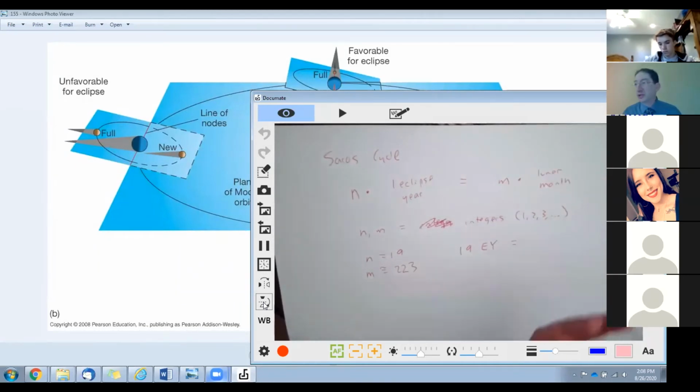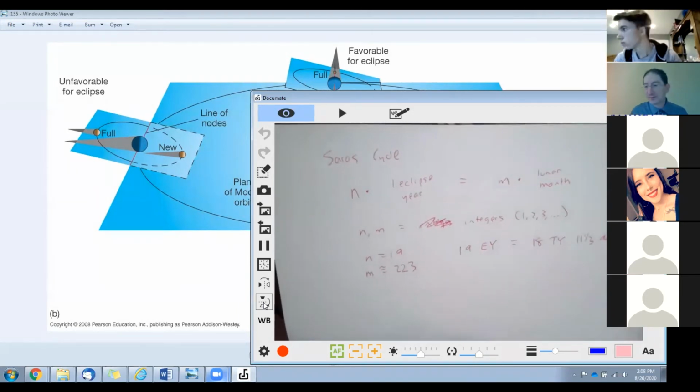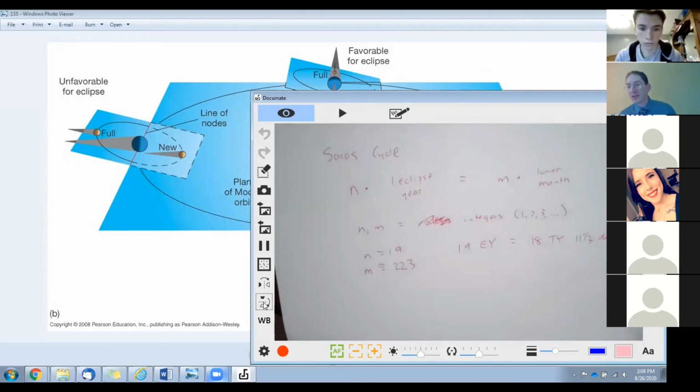We know the eclipse year is not the same as the tropical year, the calendar year. If we convert it to tropical years, to calendar years, it's 18 tropical years and 11 and 1/3 days. That's what it converts to. So that means on our calendar year, it will repeat every 18 years, 11 and 1/3 days.